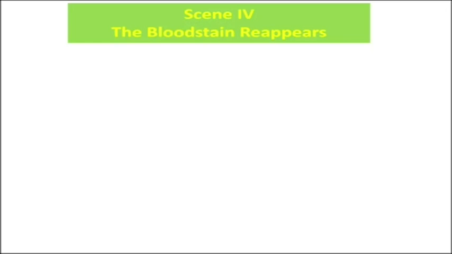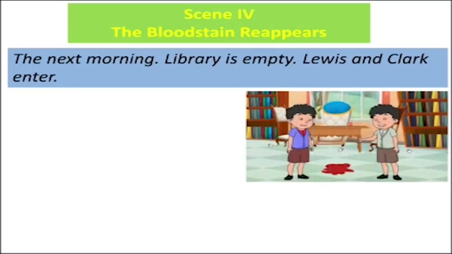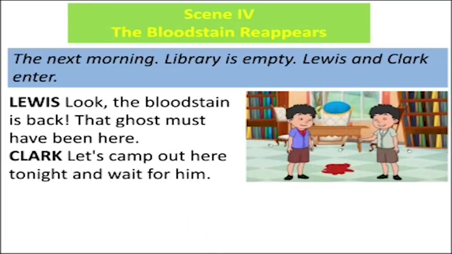Next is scene 4. The blood stain reappears. When the family came to know the next morning that the blood stain was again visible on the floor, let's see what happens. The library is empty. Lewis and Clark enter. Lewis says, look, the blood stain is back. The ghost must have been there. Means the ghost must have been here at night when they were not in the library. Clark says, let's camp out here tonight and wait for him.